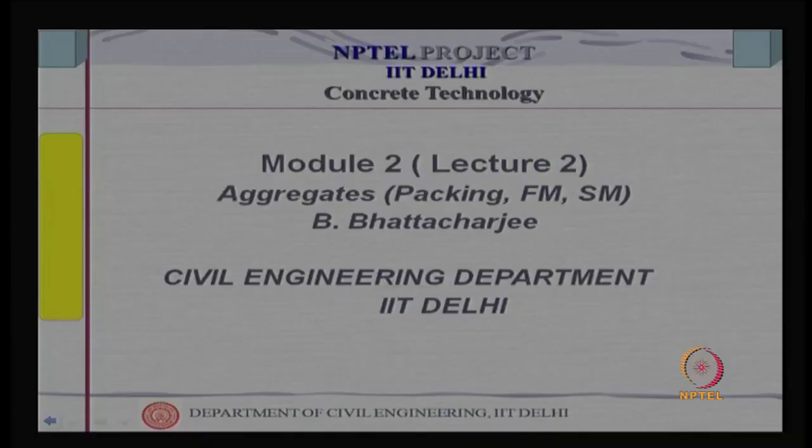Welcome to module 2, lecture 2, and we shall be continuing with aggregates. If you recall, last time we talked about shape and sizes of aggregate, and now in this one we shall be looking into how these sizes affect the packing characteristics of aggregates.